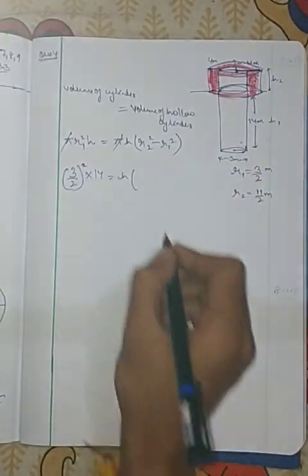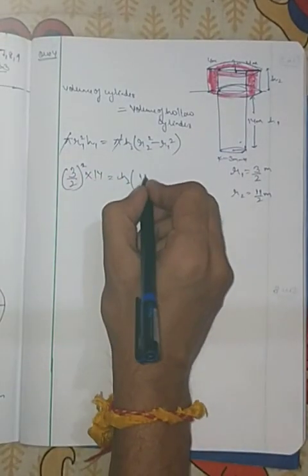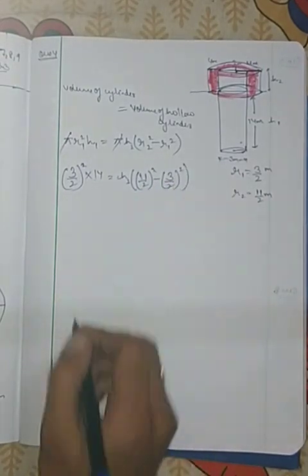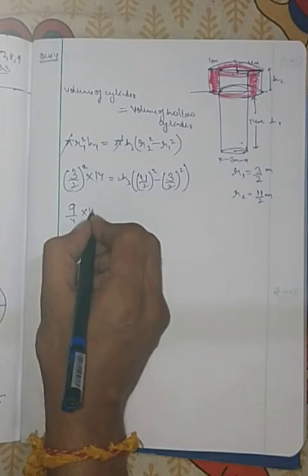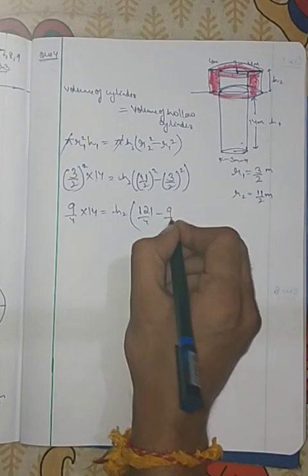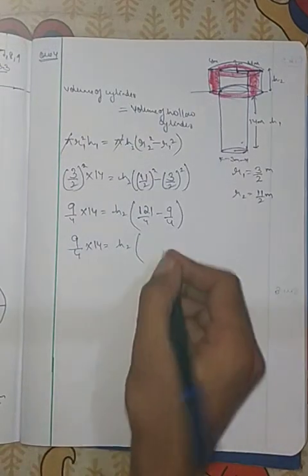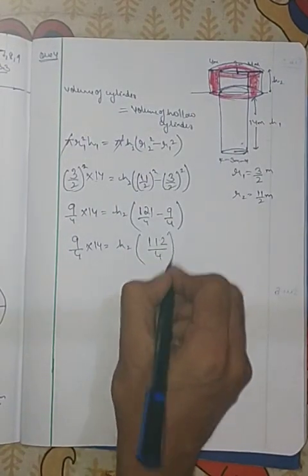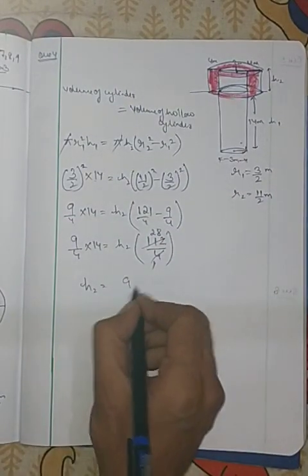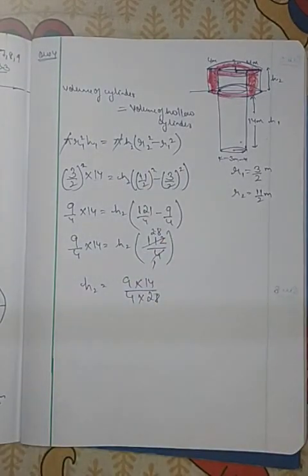Here the height we have to find. So this we have taken h1, h2. h2 we have to find. R2 is 11 upon 2 square minus 3 upon 2 square. This is 9 upon 4 into 14 is equal to h2 into 121 upon 4 minus 9 upon 4. Solving it, you will get 112 upon 4. 4 ones are 4, 4 sevens are 28. So h2 will be equal to 9 into 14 upon 4 into 28.